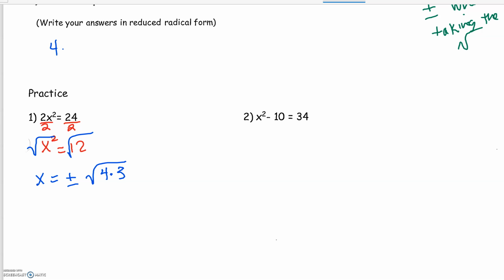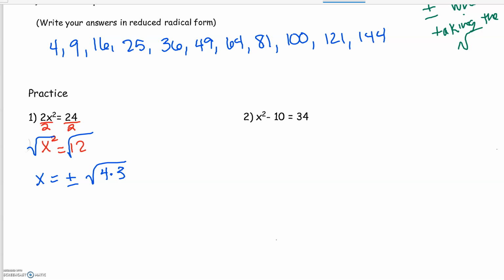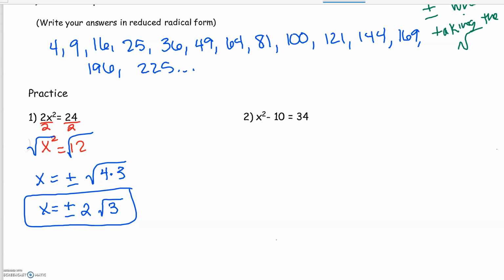Remember, our perfect squares are 1, 4, 9, 16, 25, 36, 49, 64, 81, 100, 121, 144, 169, 196, 225, and so on. So all of those we want to look for as a factor, or just break it down as much as you can and pull out the 4s and the 9s. So when 4 comes outside of the radical, the square root of 4 becomes a 2. And then the 3 isn't a perfect square. It has to stay under that radical. So there is our final answer.